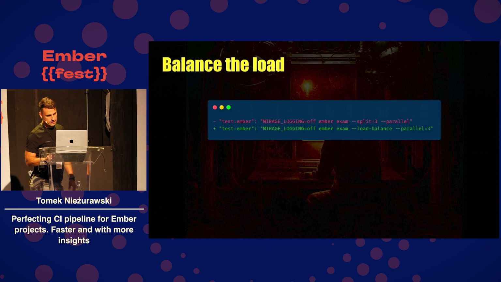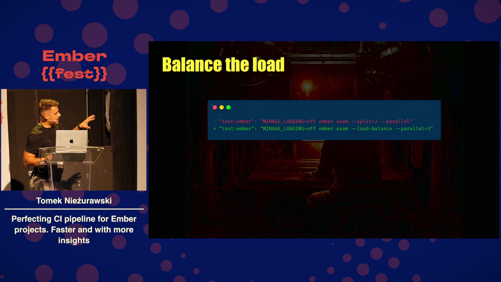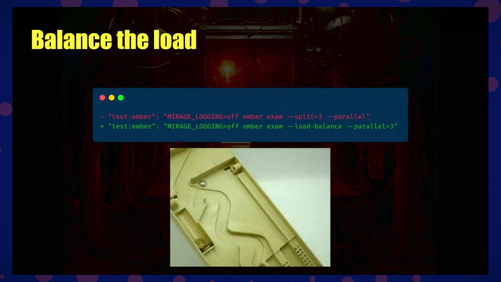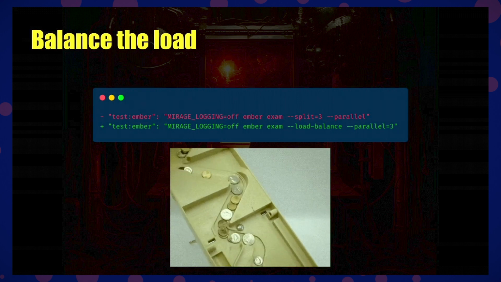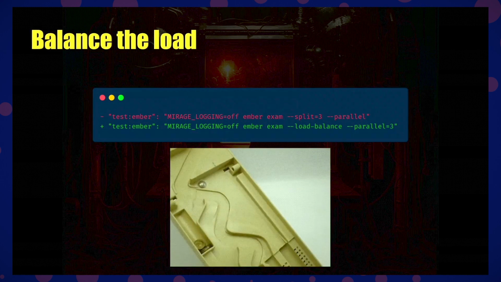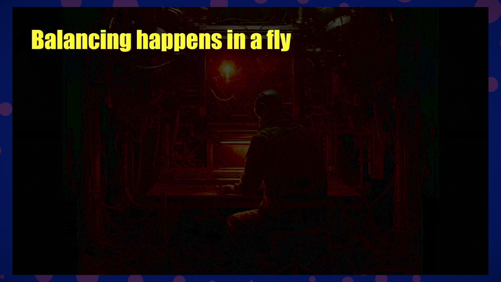And we can balance the load. The API is slightly surprising to me, but this is how it is. To be honest, I was expecting that I would just add a --load-balance to the command that I had before, but it's slightly different. But still, load balance, parallel 3 browsers sounds good. So at the runtime of the tests, we are going to move them to different browsers, right? So balancing happens on the fly.